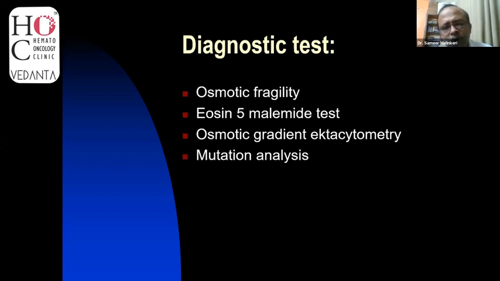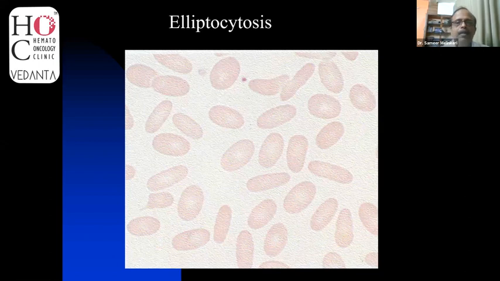osmotic fragility, OF, is a little less sensitive, a little crude test, and therefore the eosin-5-maleimide test, which is available at KM Hospital in Mumbai, they routinely do it. That can diagnose it. Osmotic gradient ektacytometry is not routinely available, and mutation analysis by gene sequencing can identify what mutation the patient has. This is a rare condition called elliptocytosis, not so rare in Southeast Asia.